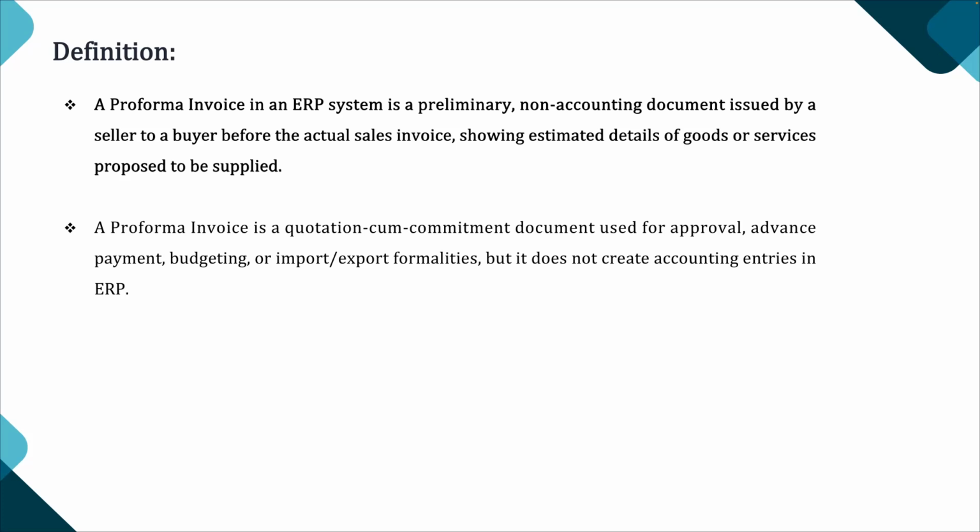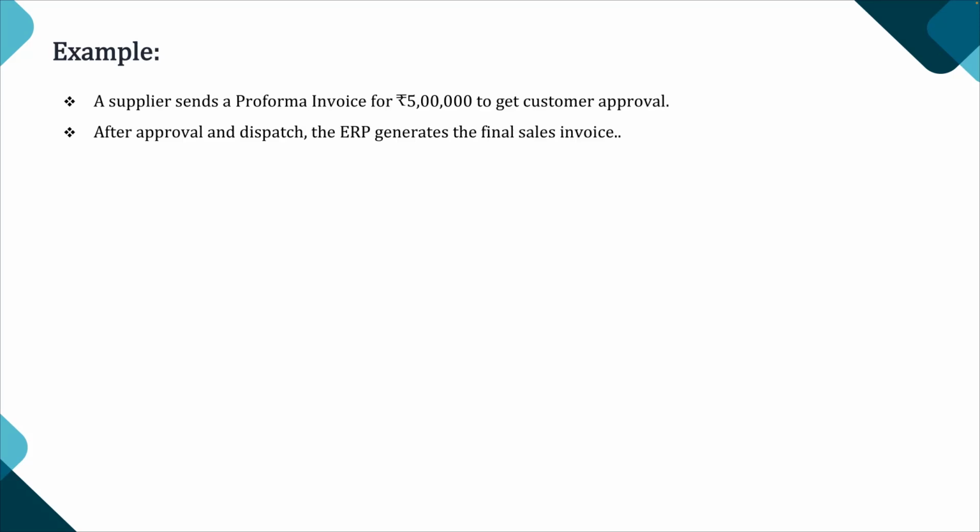A proforma invoice is a quotation cum commitment document used for approval, advance payment, budgeting, or import or export formalities, but it does not create accounting entries in ERP. So for example, if a supplier sends a proforma invoice for rupees 5 lakh to get a customer approval, after approval and dispatch, the ERP generates the final sales invoice.